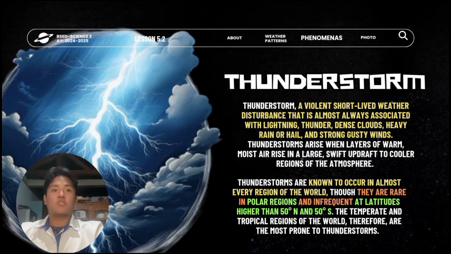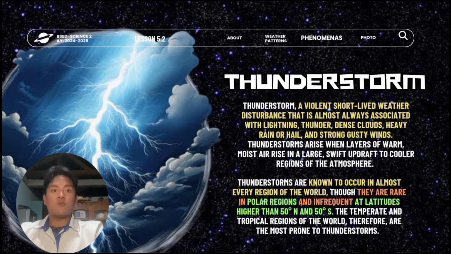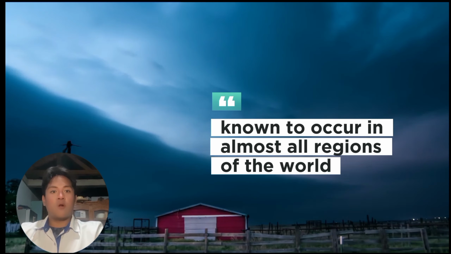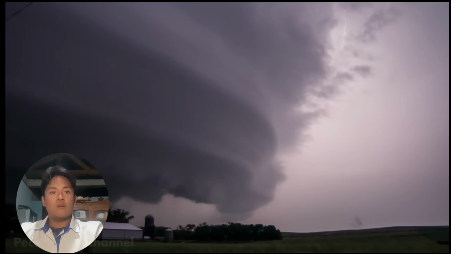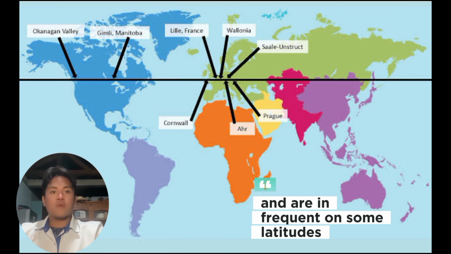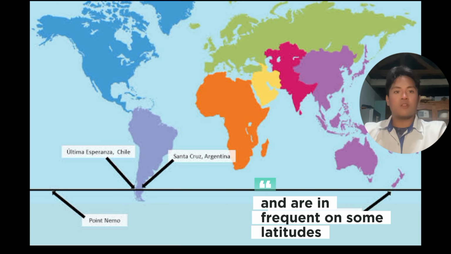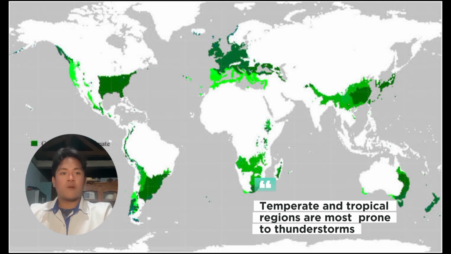Thunderstorm. A violent, short-lived weather disturbance that is always associated with lightning, thunder, dense clouds, heavy rain or hail, and strong gusty winds. Thunderstorms arise when layers of warm, moist air rise in a large, swift updraft to colder regions of the atmosphere. Thunderstorms are known to occur in almost every region of the world, though they are rare in polar regions and infrequent at latitudes higher than 50 degrees north and 50 degrees south. The temperate and tropical regions of the world, therefore, are the most prone to thunderstorms.